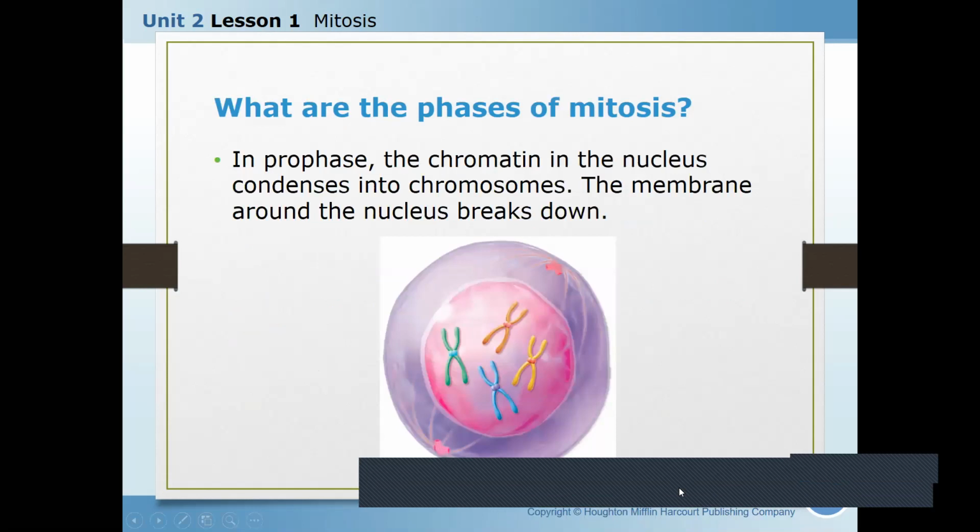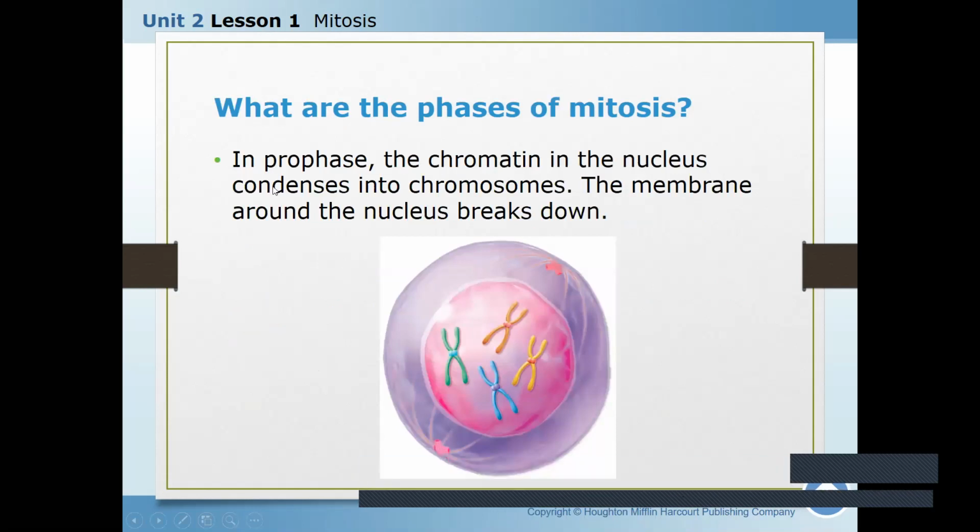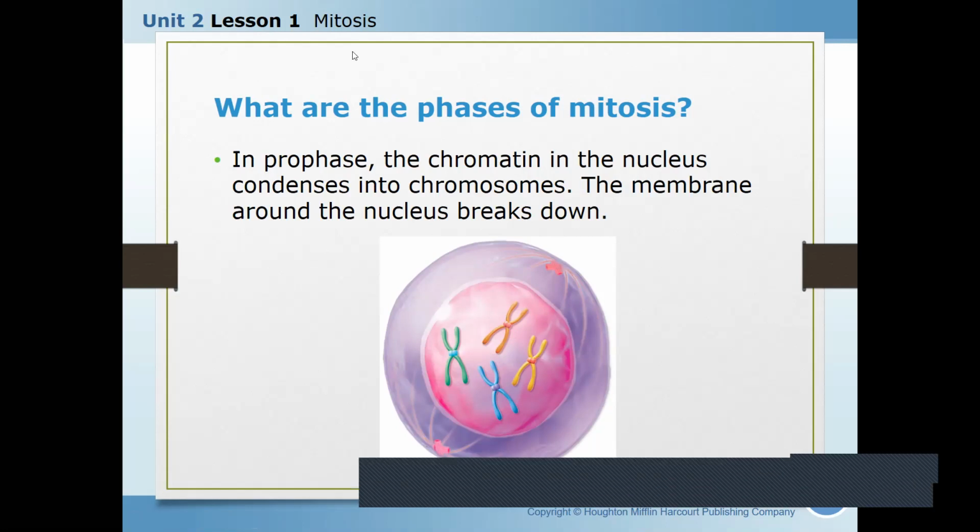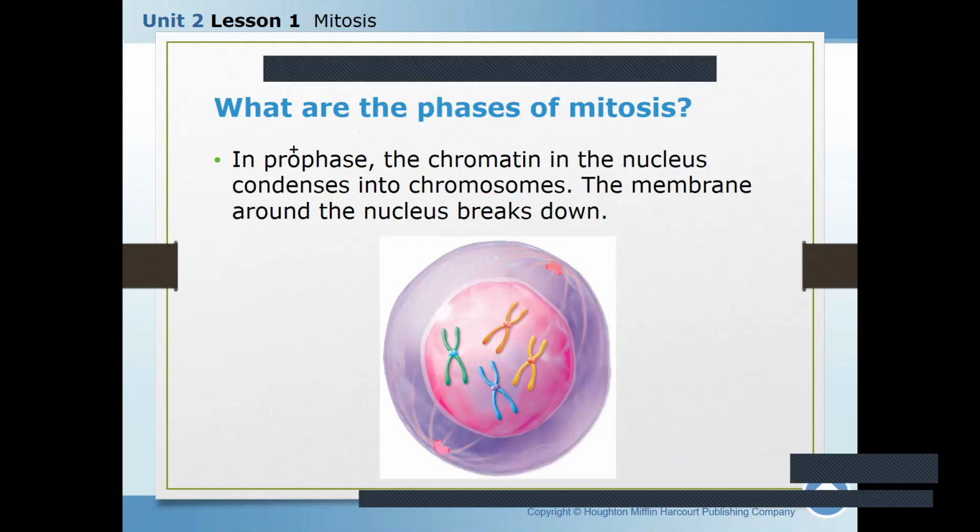What happens in prophase? The first one, girls, because one by one you need to know what happens. The chromatin, these strands in the nucleus, condenses. Do you know that this is called chromatin? This is a very important word, girls. Let me highlight it because I will ask you this. In prophase, what happens? The chromatin condenses.